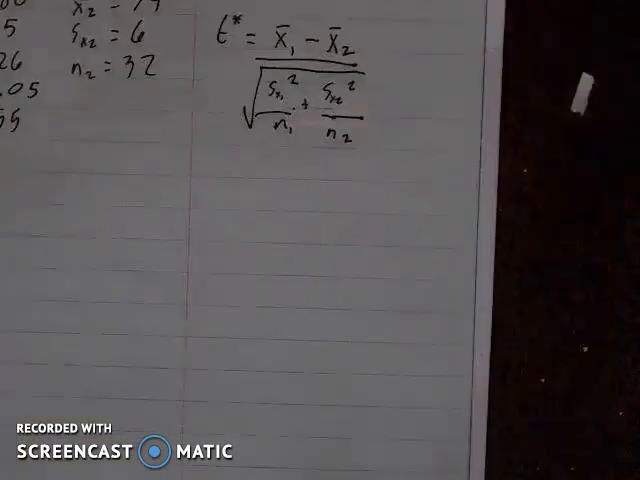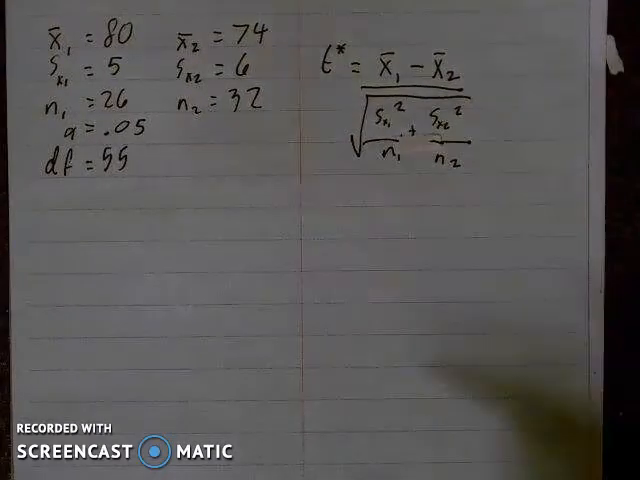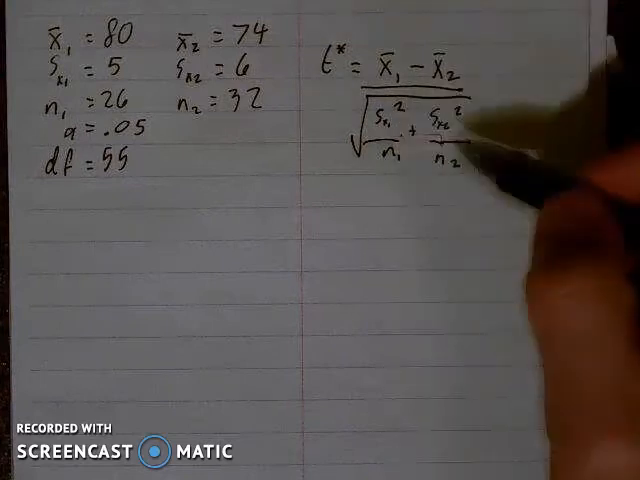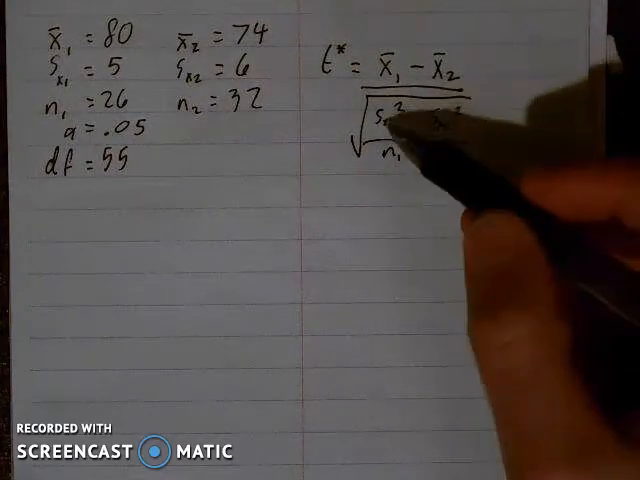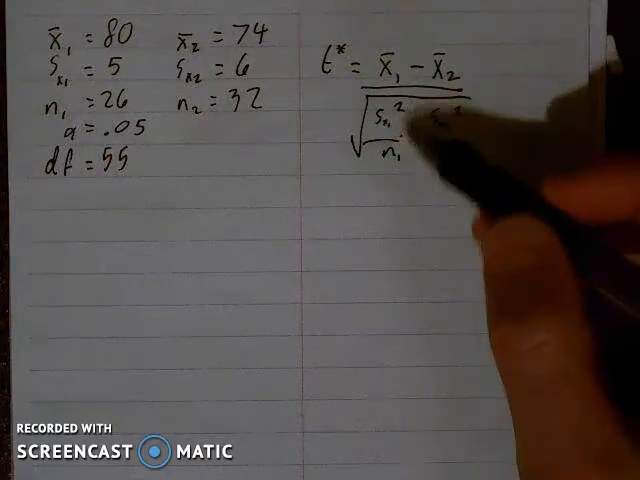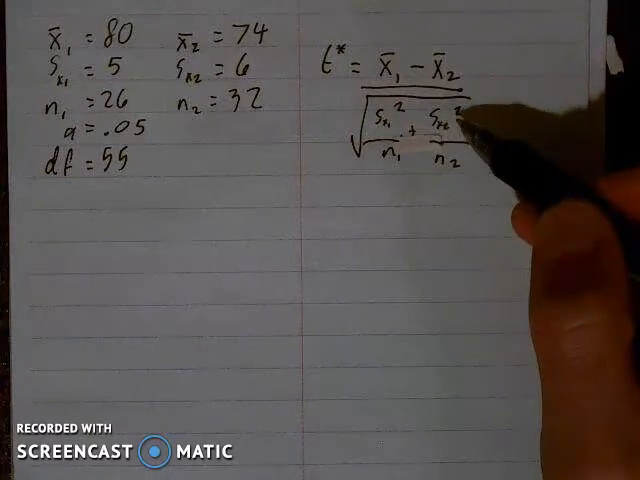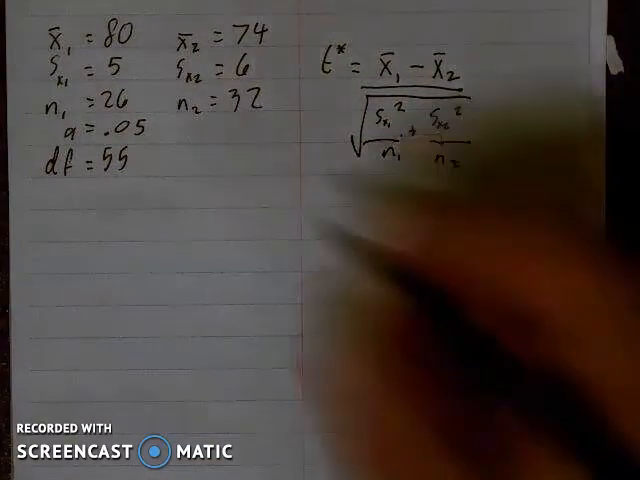So first of all, the formula for the critical T is right here. It's the mean subtracted from each other divided by the standard error, essentially. The square root of the sample standard deviation for the first one squared over n1 plus the sample standard deviation of the second one squared over the sample size of the second one. So we can just plug these numbers in.